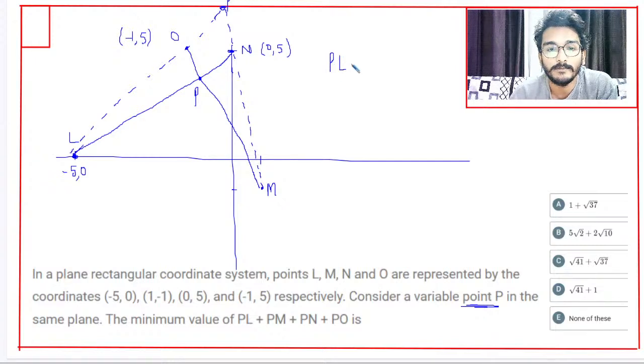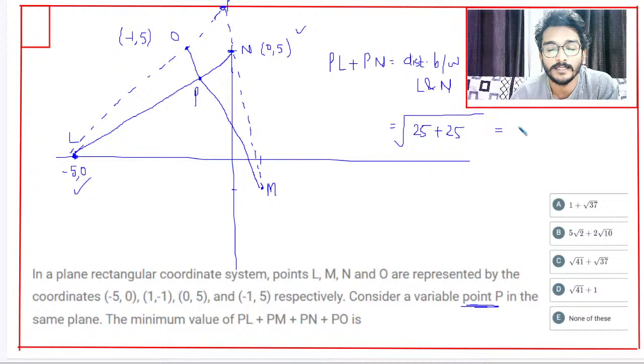So we can say that PL plus PN is the distance between L and N. And we know the distance formula. The distance between L and N is root of 25 plus 25, which is root 50, that is 5 root 2. Sorry, 5 root 2, my bad.